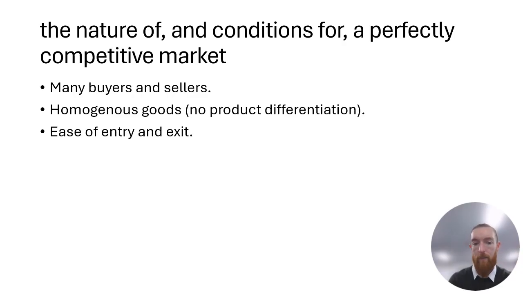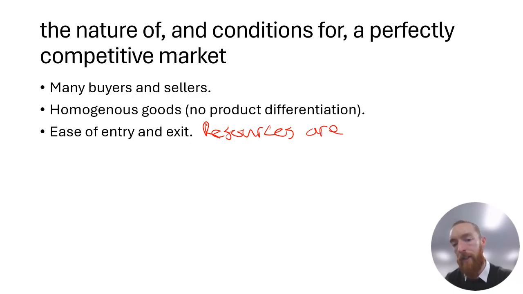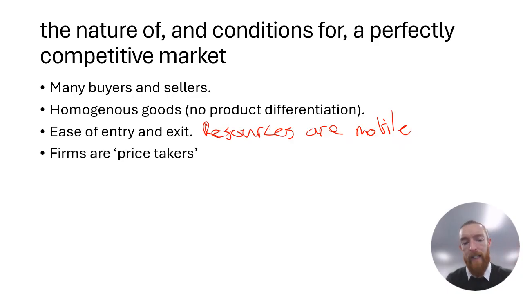Ease of entry and exit, which means that resources are mobile. So resources are mobile, which means that businesses can very quickly change what they are producing to match society's changing needs and wants. So if there is a change in things like relative prices, which we'll talk about later, that will mean that businesses will reallocate resources to whatever is going to make them the most profit. And then finally, firms are also what we call price takers. That means that consumers have all the power.